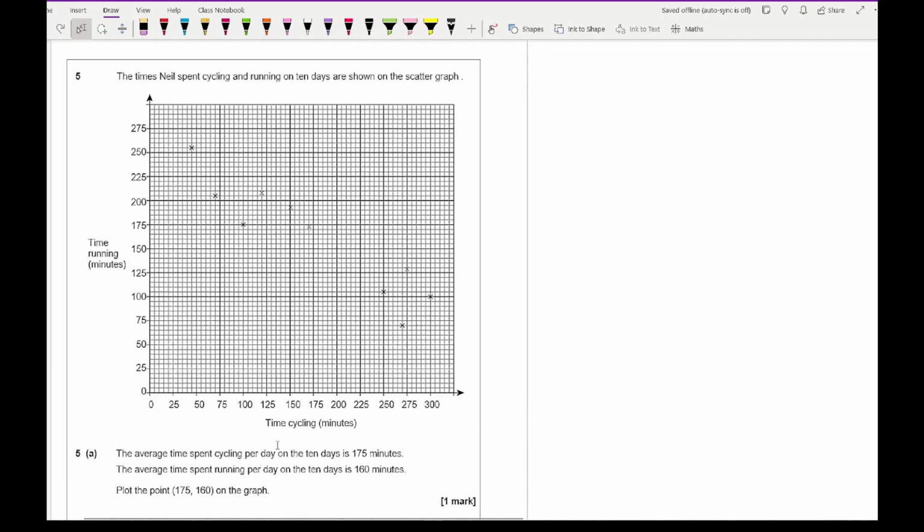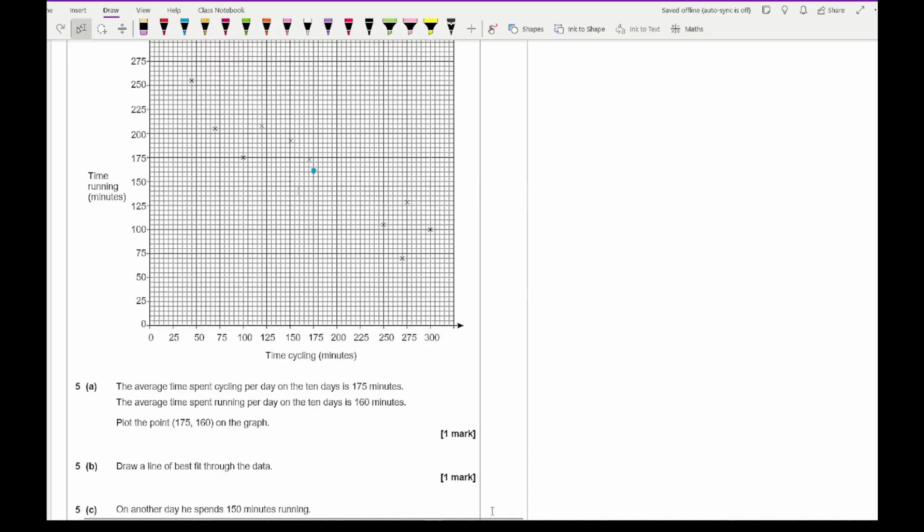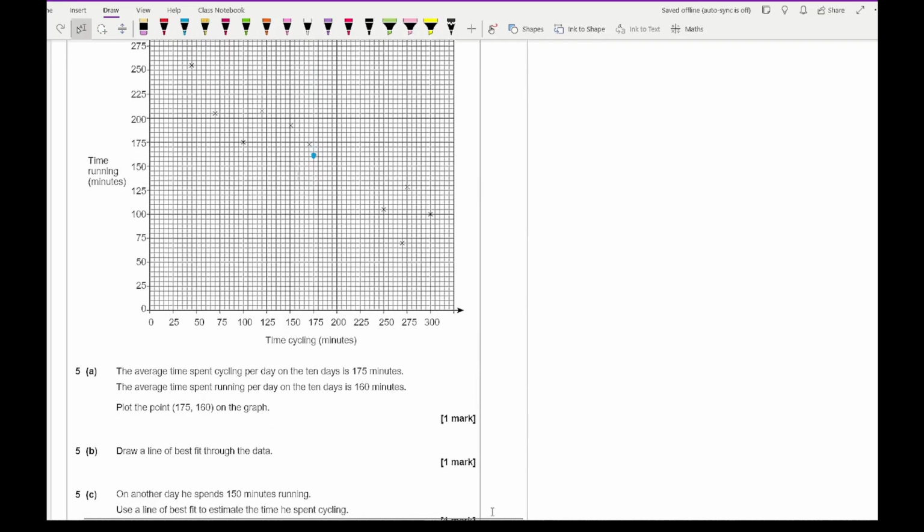Then moving on to question 5, let me just zoom in a little bit so we can see the question. It says the times Neil spent cycling and running on 10 days are shown on the scatter graph. It says the average time spent cycling per day was 175 minutes and the average time spent running per day was 160. Plot the point 175 and 160. So 175 and 160 I make out to be about there. So that's my point for part A.